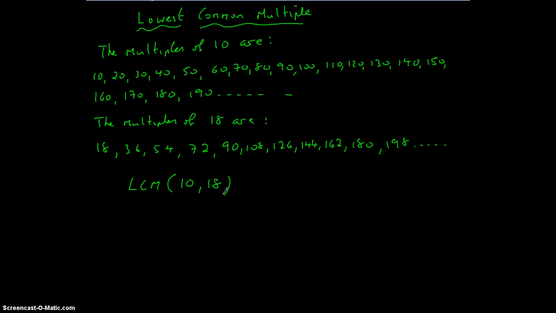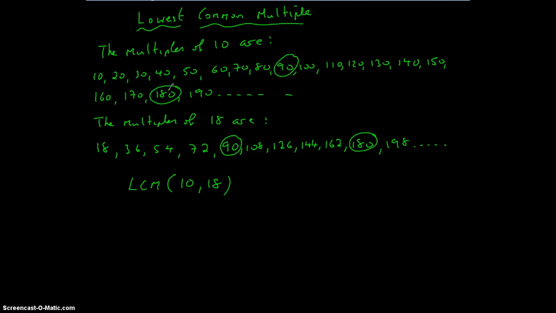Okay, so the least common multiple. We're looking for multiples. We've got them all written down here. We're looking for common multiples. Now, do we see any common multiples? Yes, 90 is common. 180 is common.